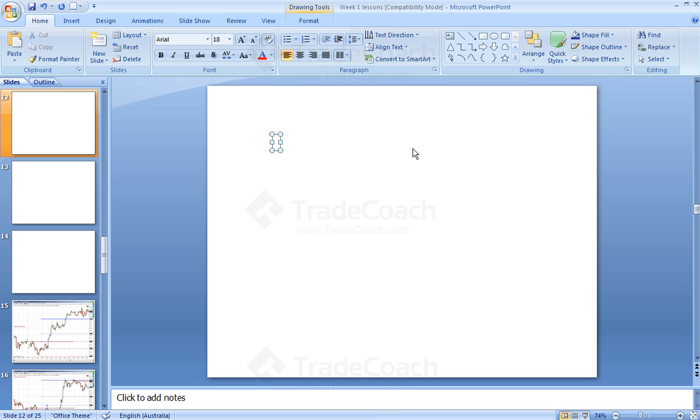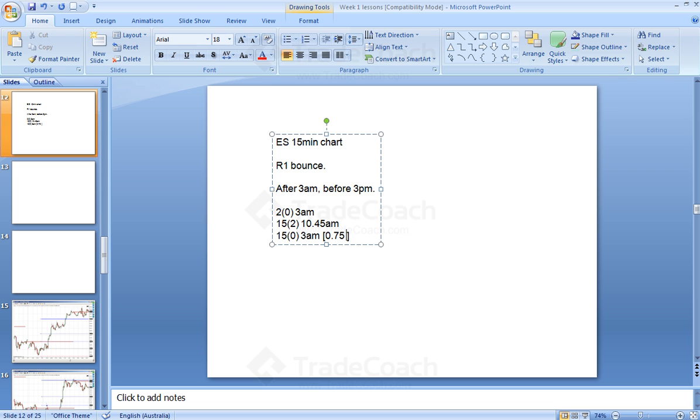Okay, so to write up my goodies, this is what I have so far. Just going to write up a few notes. So I've got an R1, that's the ES 15-minute chart. I'd call it the R1 bounce. It needs to be after 3 AM, before 3 PM, and then I'm going to just quickly write out my shorthand. And one last one.